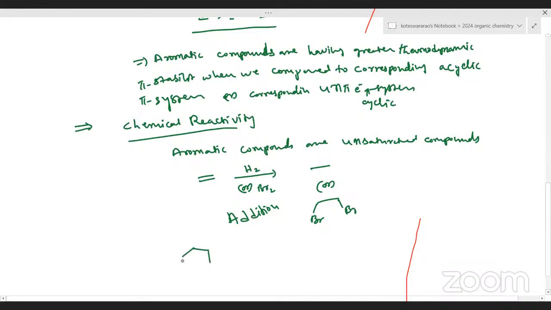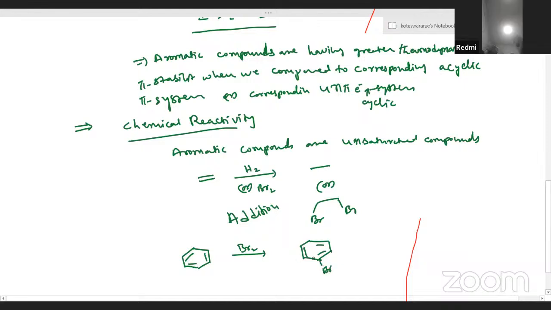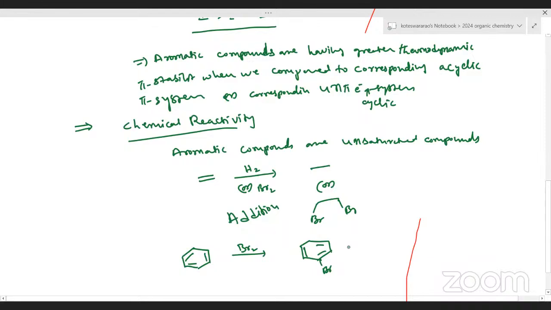Suppose you subject benzene to the bromination reaction. What compound is generated? Bromobenzene. Now, it is not an addition reaction, it is a substitution reaction. That means aromatic compounds show substitution reactions. That is the characteristic feature: the chemical reactivity is characterized by substitution rather than addition.